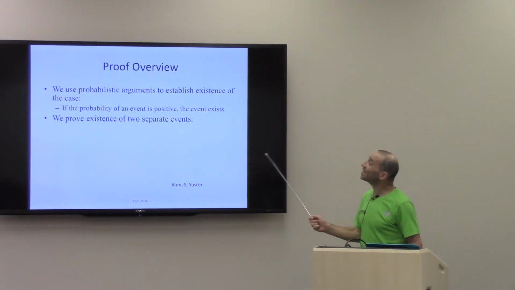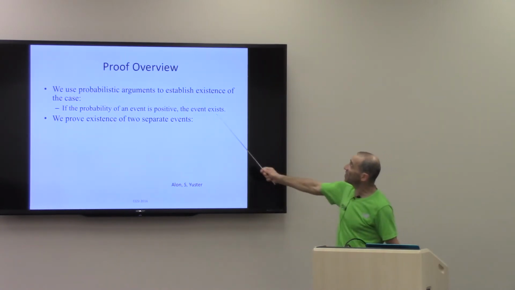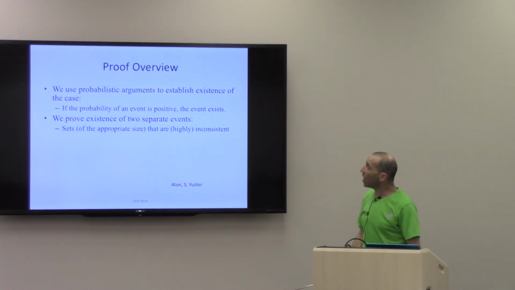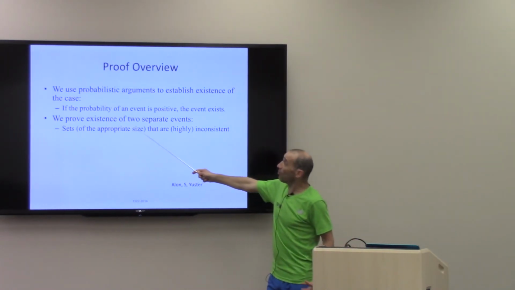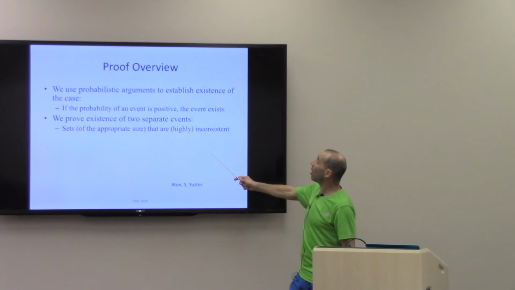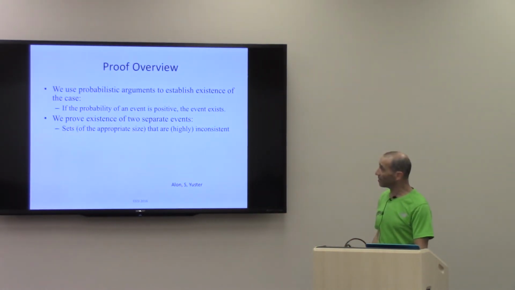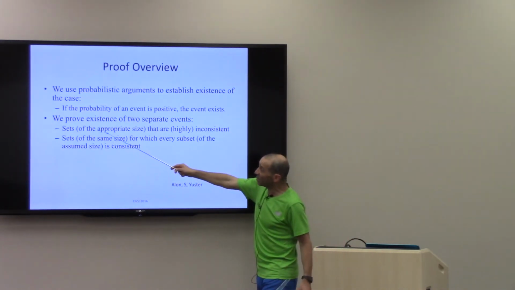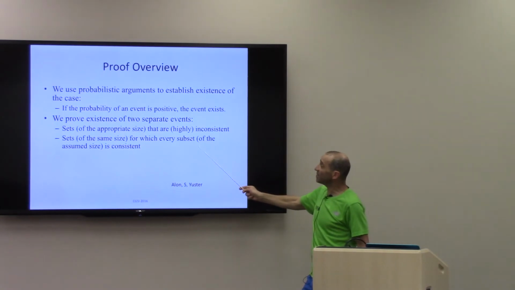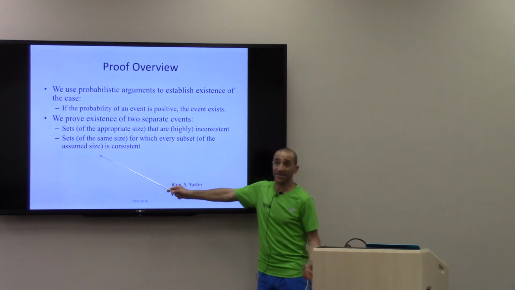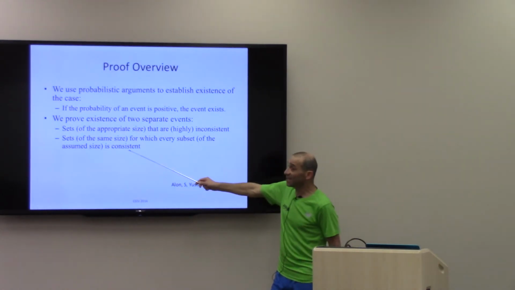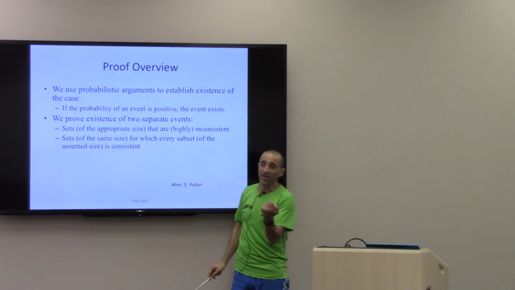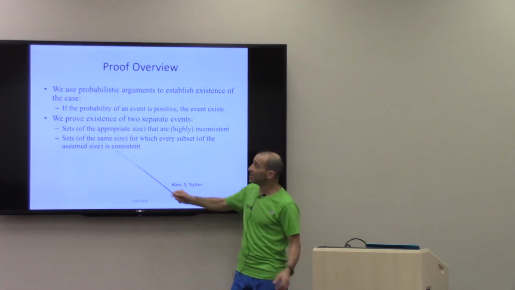Now, we prove existence of two separate events by this approach. One is sets of the size that we want that are highly inconsistent. And one is sets of the same size for which every subset of the assumed size, n over log n, is inconsistent. So these sets and these sets need not be the same set. They are the same size, but need not be the same set.